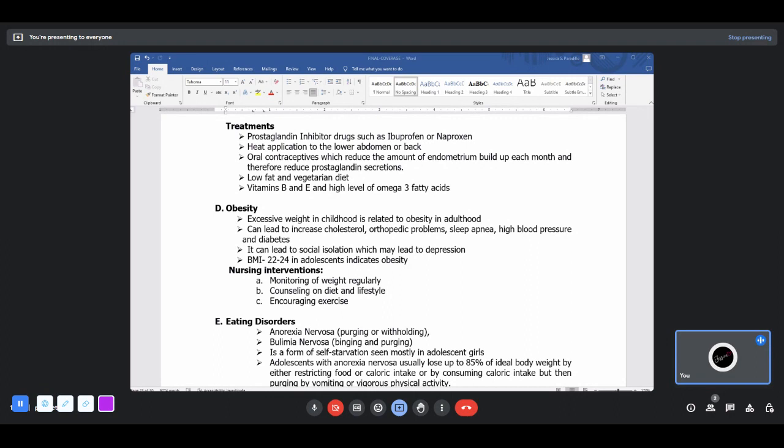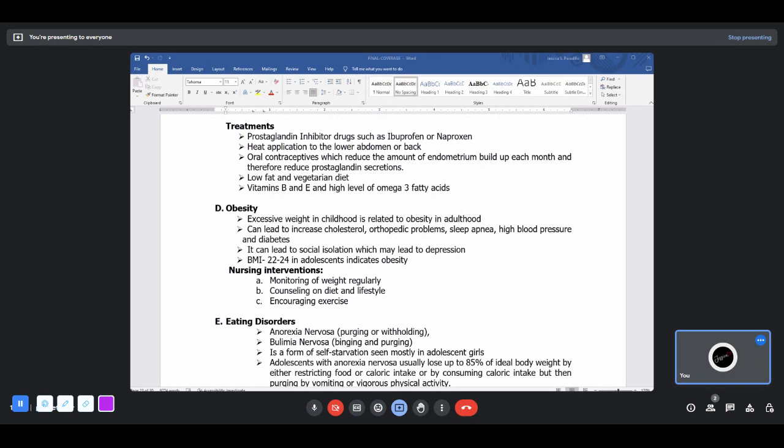Okay, another one is vitamin B and E and high levels of omega-3 fatty acids. Okay, bakit ba inaalaw natin ng vitamin B and E? Because this helps prevent severe pain. Okay? Bakit naman omega-3 fatty acids? Because it has a natural anti-inflammatory action that can relieve yung mga menstrual pain. So, yun yung mga pwedeng supplementation and then yung specific diet kapag nagkakaroon ng dysmenorrhea.